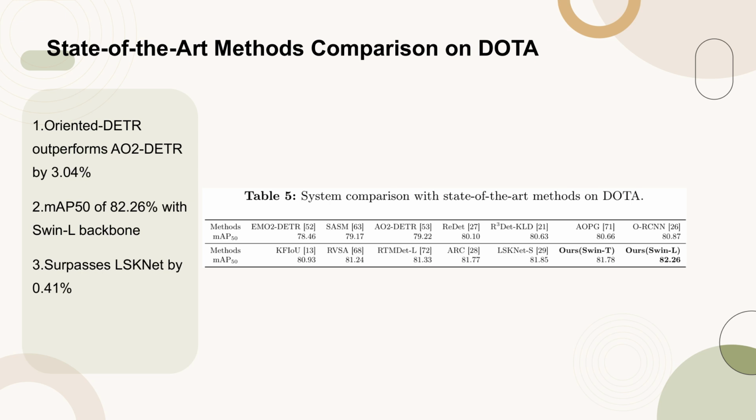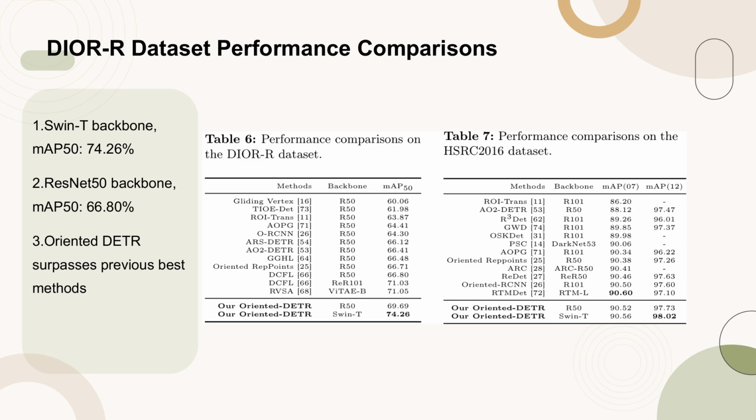Table 5 presents a comprehensive comparison of oriented DETR with state-of-the-art methods on the DOTA dataset. Key highlights include oriented DETR achieving a mAP50 of 82.26% using the Swin-L backbone, which surpasses the previous leading method, LSKNet, by 0.41%. Additionally, oriented DETR outperforms the best DETR-based method, AO2-DETR, by a significant margin of 3.04%. These results underscore the superior performance of oriented DETR, particularly in scenarios requiring multi-scale training and testing protocols.